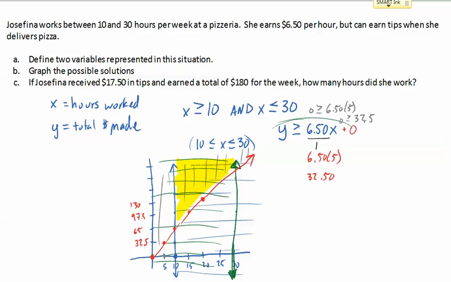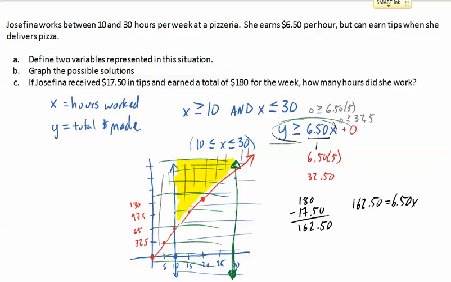Says if Josephina received $17.50 in tips and earned a total of $180 for the week, how many hours did she work? Well, if $17.50 is tips, then what we want to do is take the 180 and subtract the $17.50, which will give us $162.50. And so I'm going to put $162.50 into this equation right here, which is how much she made without the tips, right? And so we just go 162.50 is equal to 650x.